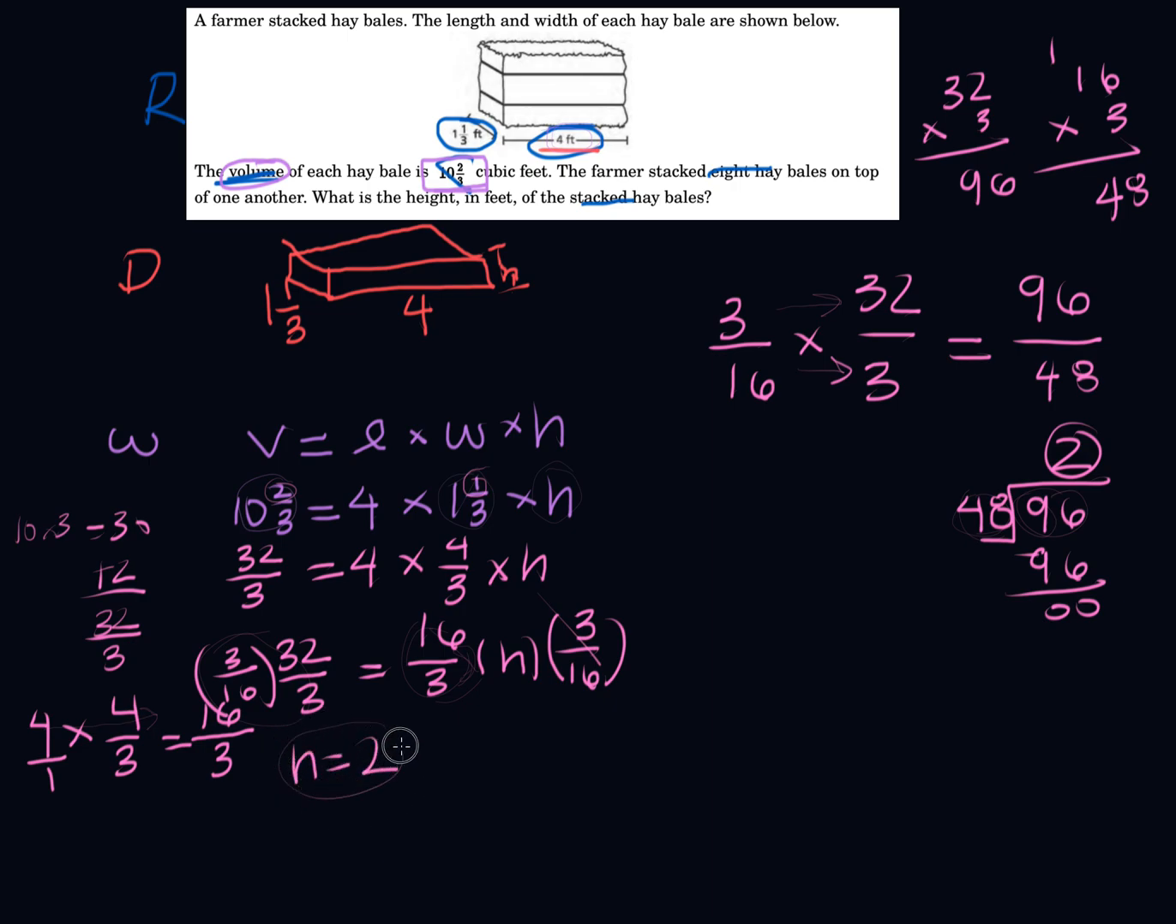But that is only the height of one hay bale. We need the height of all 8 stacked on top of each other. So what do we need to do now? We need to multiply. So let's multiply. 2 times 8 equals 16. That means the height of all 8 hay bales stacked together is 16 feet.